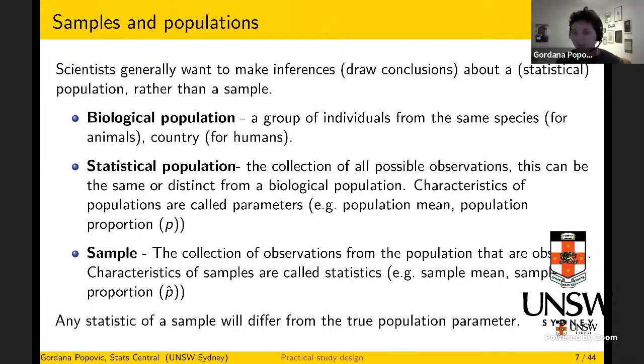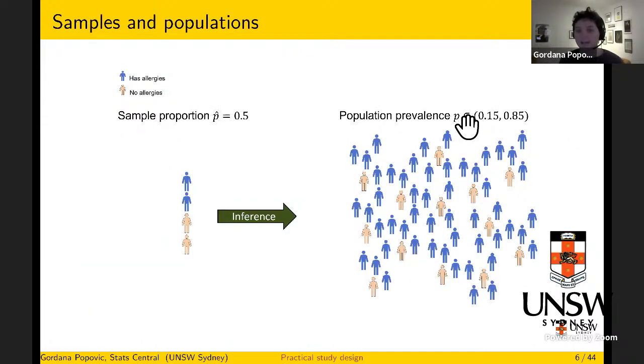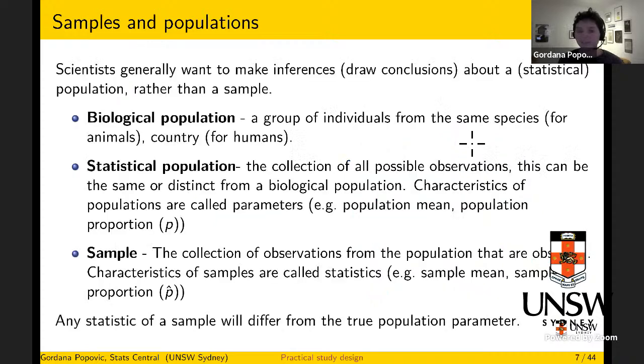Now, the population is the thing that we're always interested in, and characteristics of the population are called parameters. So, for example, the population proportion, like here on the right, is the parameter that we are interested in estimating. We want to know the prevalence of allergies. But all we ever know is the sample, which is just a collection of observations from the population that were observed. So we're able to see these ones.